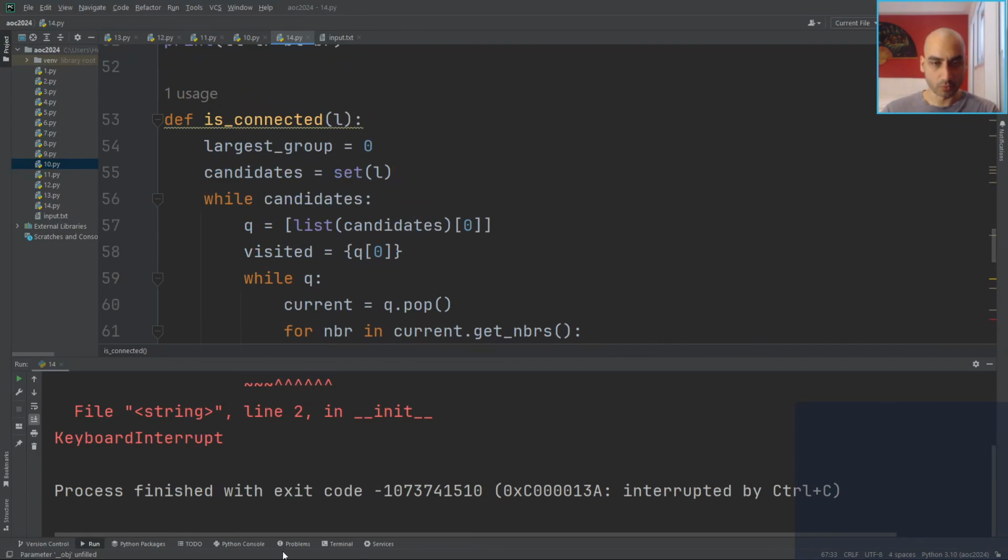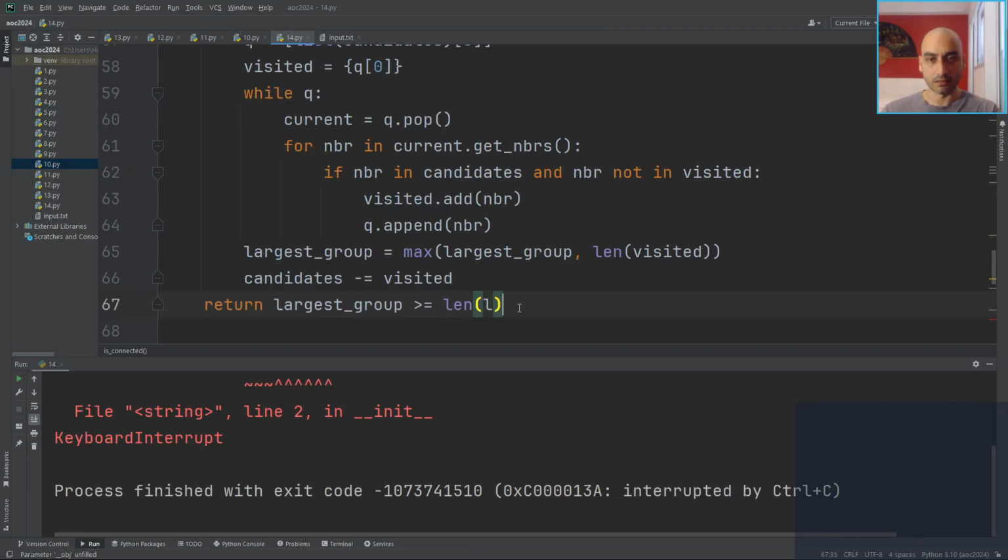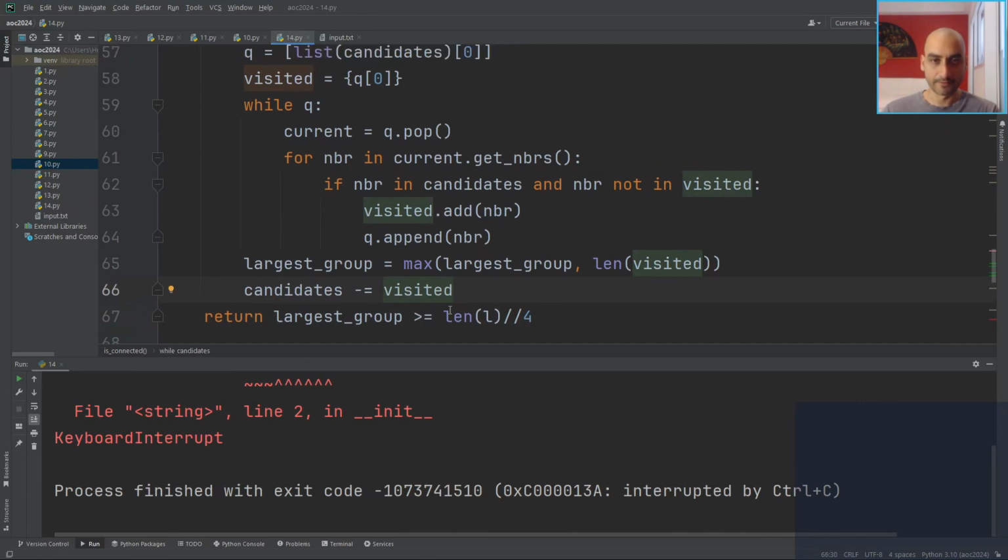So they said most of the individual robots, right? So it should be the original number of robots. If the largest group is greater or equal to the length of L, let's say over 2, should be a bit more generous, over 4. Let's see if we get anything.